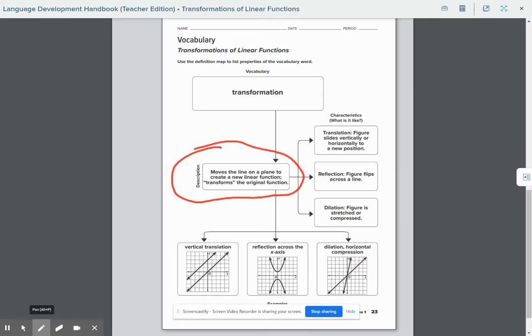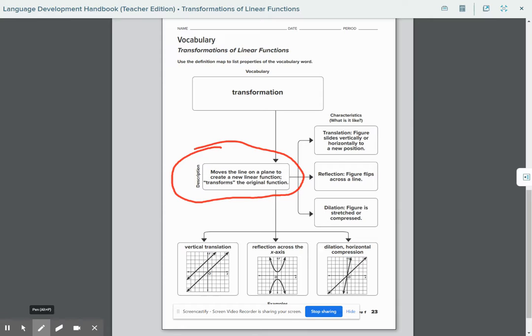The definition of a transformation is, on graphs, where the line moves on a plane to create a new linear function. So it transforms it. I don't know if you've ever seen the movie Transformers or if you know what transformers are. When you transform something, you make it into something different. We're going to practice this quite a bit, and there are definitely characteristics of what a transformation is.